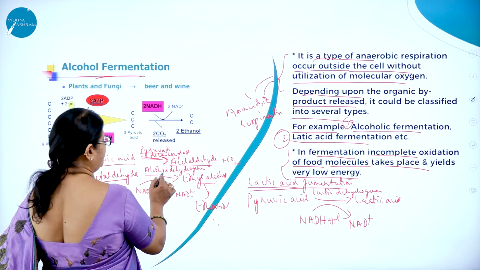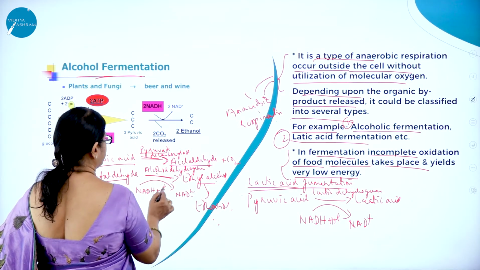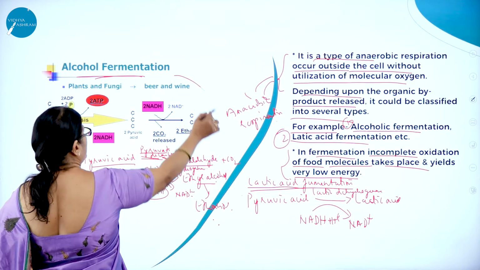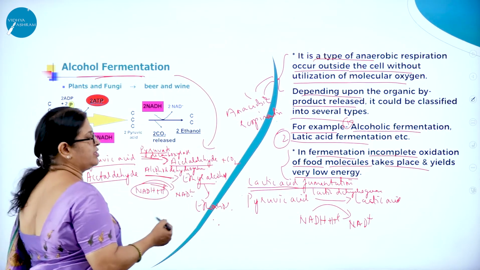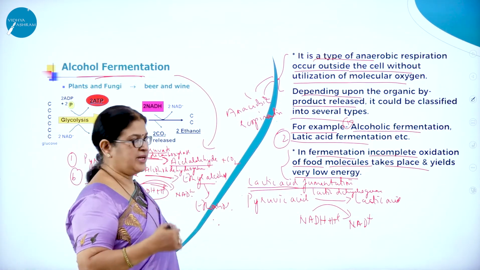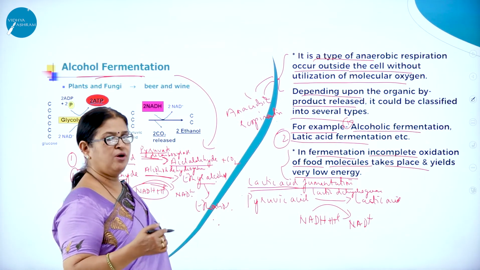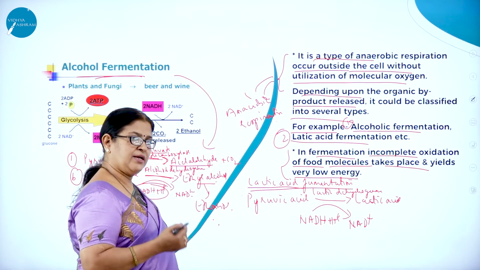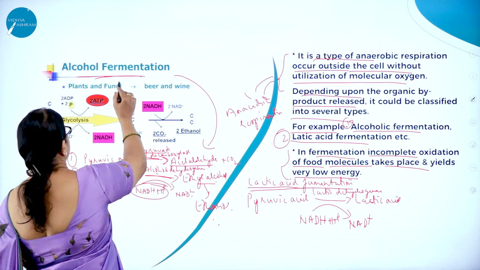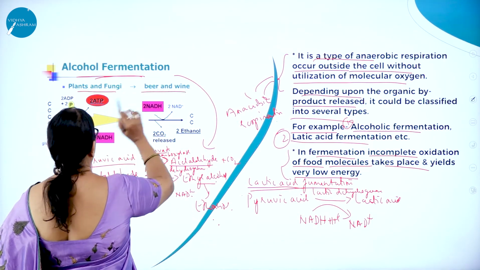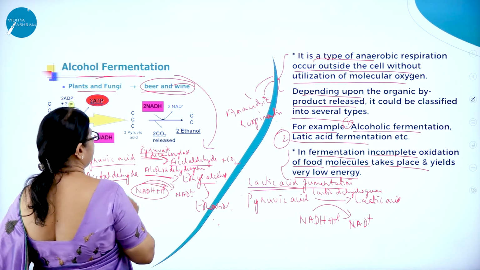So under the influence of an enzyme called alcohol dehydrogenase, it is called alcoholic fermentation. Based on the end product, the organic byproduct that is released, it is classified into alcoholic fermentation and lactic acid fermentation. In alcoholic fermentation, here you can see plants and fungi, and alcoholic fermentation takes place in beer and wine.